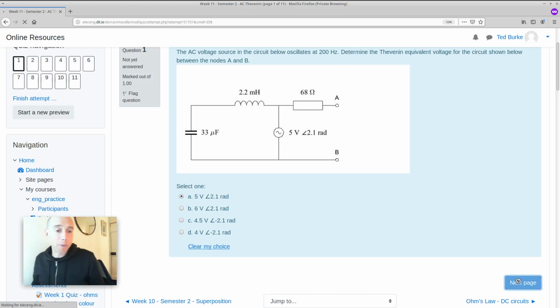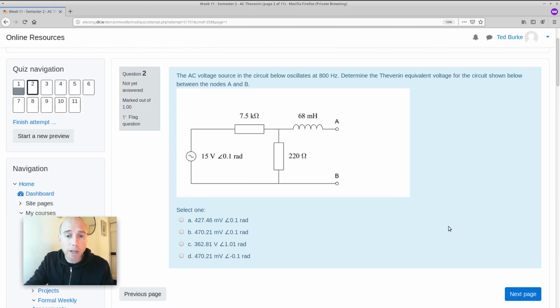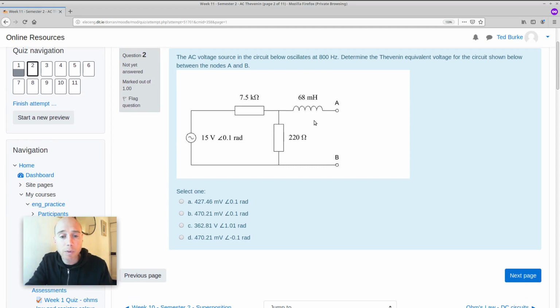Hopefully the next one should be a bit more challenging. So, okay, in this case here, similar sort of looking circuit. The voltage source here is on the left, and then we have 3 passive elements, 2 resistors and an inductor. You're told that the frequency is 800 Hertz. And again, you're asked to calculate the Thevenin equivalent voltage. So if you were converting this to a Thevenin equivalent circuit, there's 2 things you would need to calculate: the Thevenin equivalent voltage and the Thevenin impedance. So we're only asked for one of them here, and we're given 4 options.